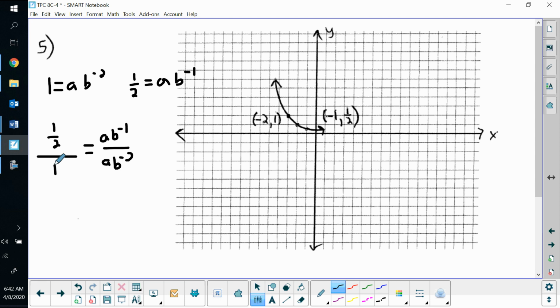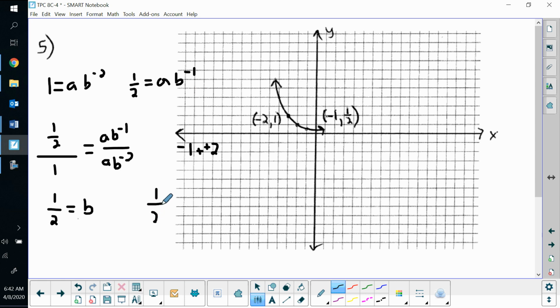A half divided by 1, well, anything divided by 1 is just itself. Our a's wipe out, and we'll be careful again with our exponents. Negative 1 minus a negative 2, minus a minus becomes a plus. So that's really just b to the first, which is just b. Now, neither of these are easy for subbing in. So let's maybe go with the negative 1 one.